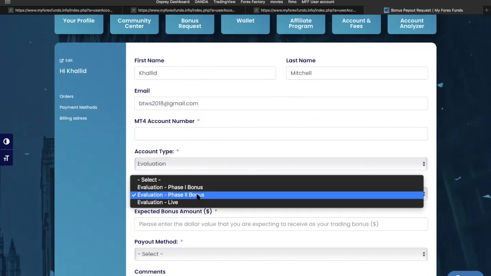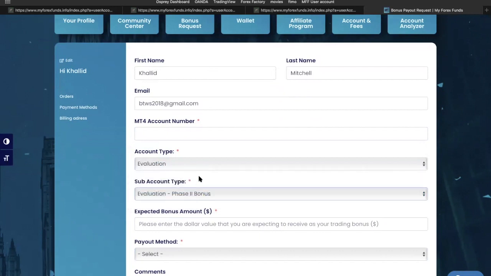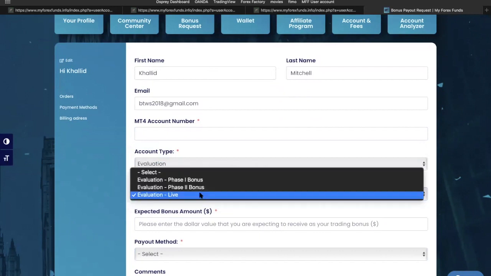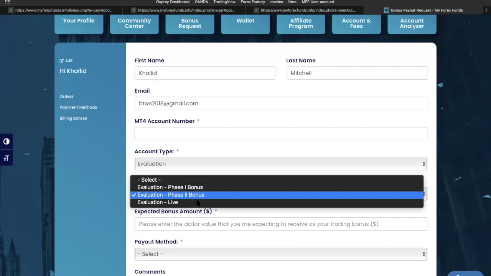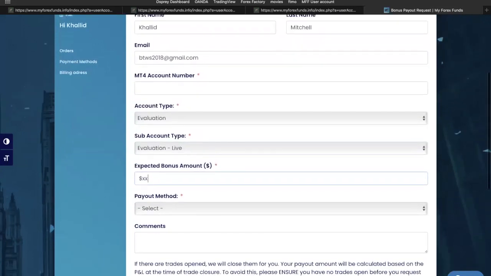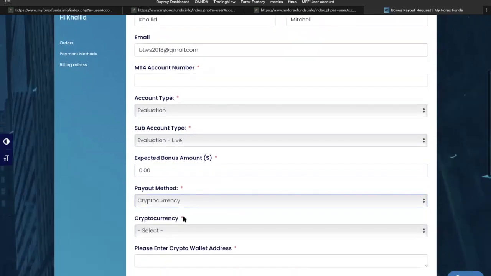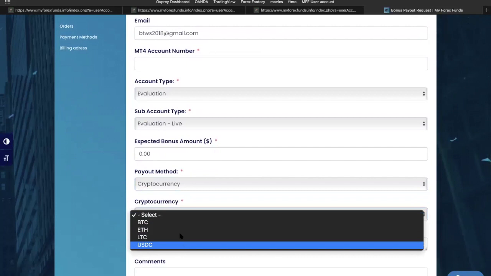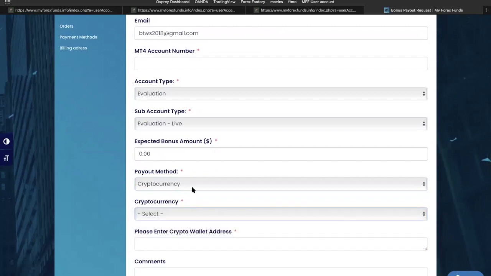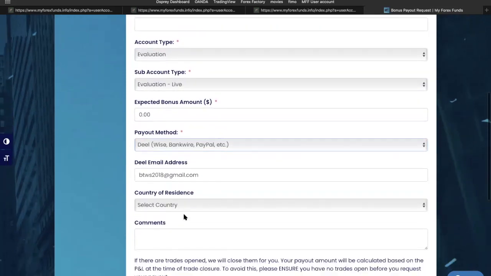And since this is my first month on a live evaluation, I'm also going to be eligible to redeem my phase 2 bonus as well as my live account profit split. I'm just going to enter in whatever dollar amount needed or expected, and then I'm going to select what is my preferred payout method. If I select crypto, it's going to ask for what crypto and then what wallet. And then if I select Deel, it's going to ask me for what my Deel email address is.